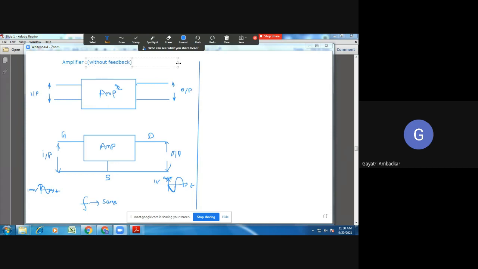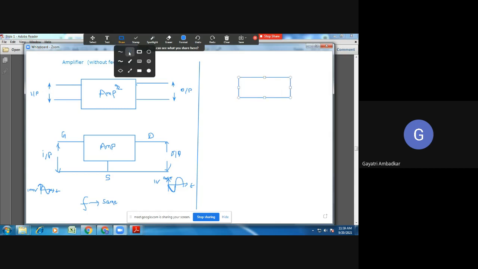Amplifier without feedback. Okay. Now, when the term feedback comes, what is the meaning of this? This is input side, this is output side. If you connect the part of output back to the input, we will call it as a feedback amplifier. So here I will try to show you what is feedback amplifier. This was our case.